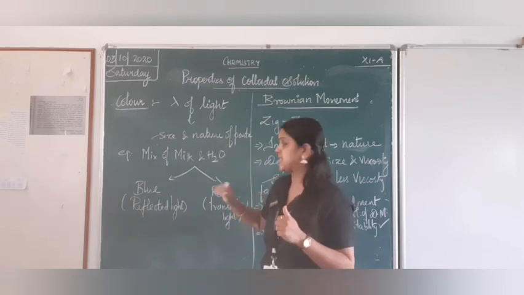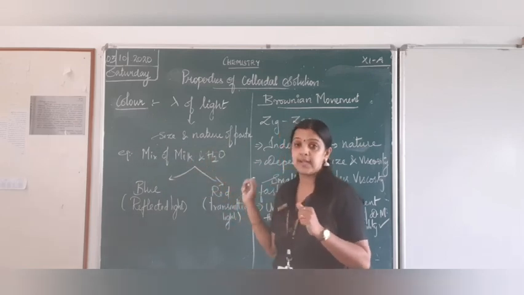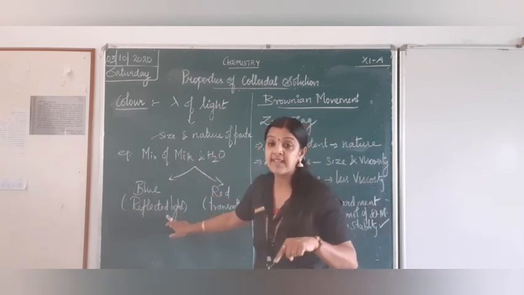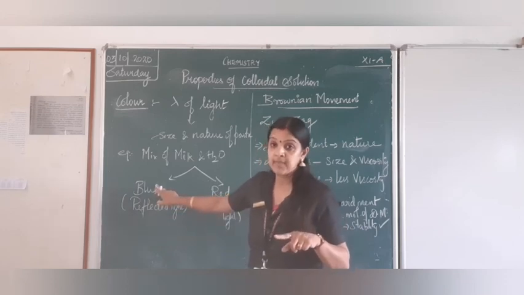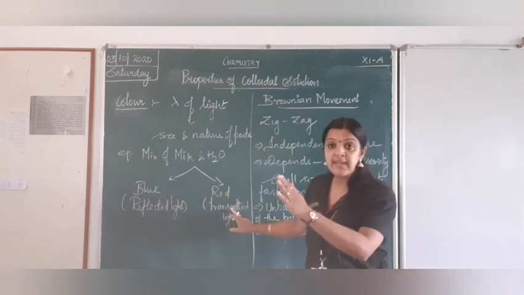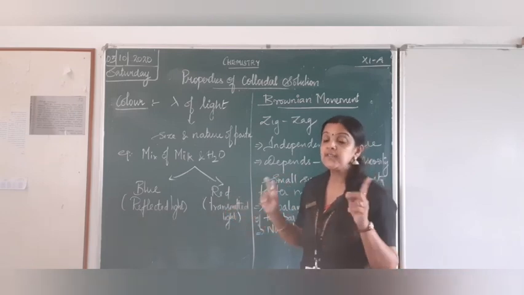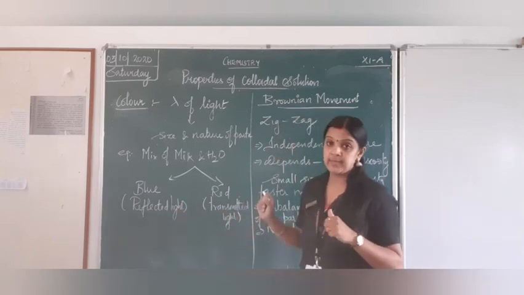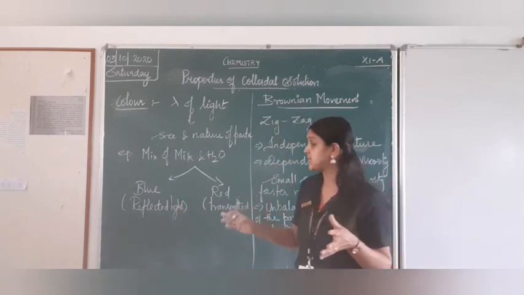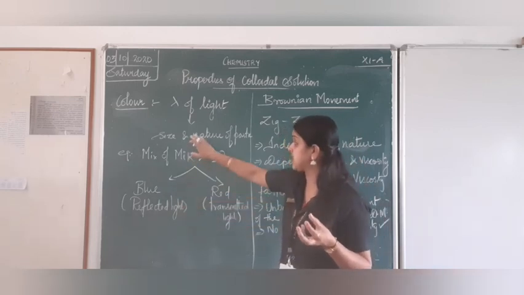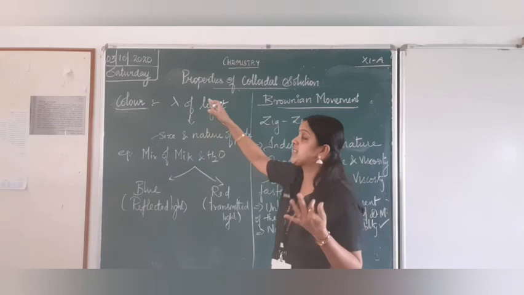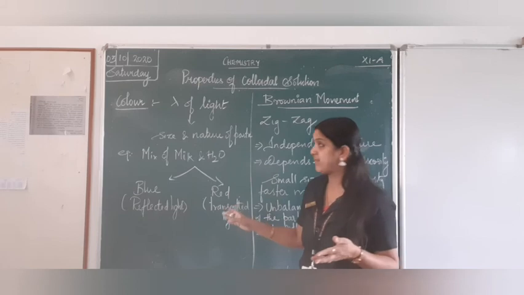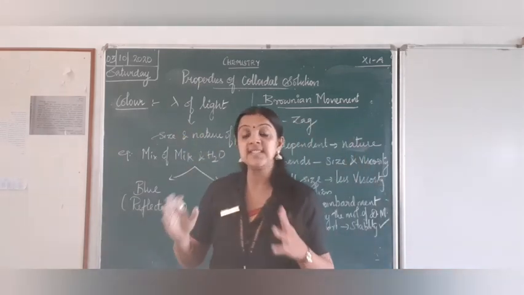Now let us take an example, a colloidal solution of milk and water. If you view this colloidal solution with respect to reflected light, it appears blue in color. If you see it through the transmitted light, it is red in color. So it gives two different colors when you see it with respect to reflected light and transmitted light. So what do we confirm from this? If my colloidal particle's nature and size is different, it affects the wavelength of the light. Depending on the light that we select with respect to its wavelength, the color of the colloidal particle is determined.